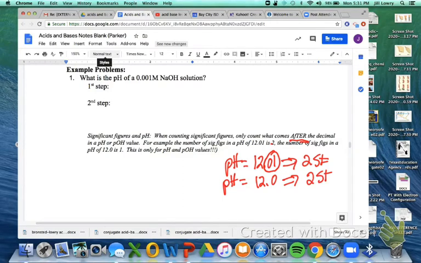So if we go back to this problem that we worked, I started with 1 sig fig. 0.001 molar is 1 sig fig. So when I gave my final answer that I was asking for, I wanted it to have 1 sig fig. So that's why I said my pH is equal to 11.0. It's the number after the decimal that counts as my sig fig.